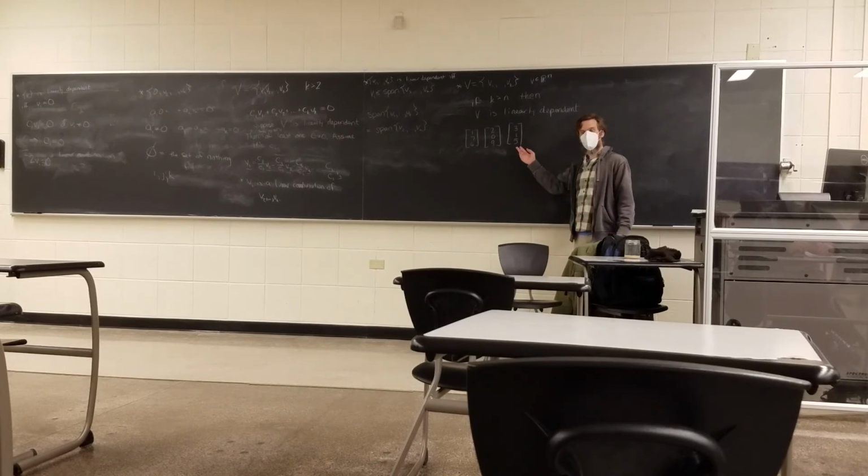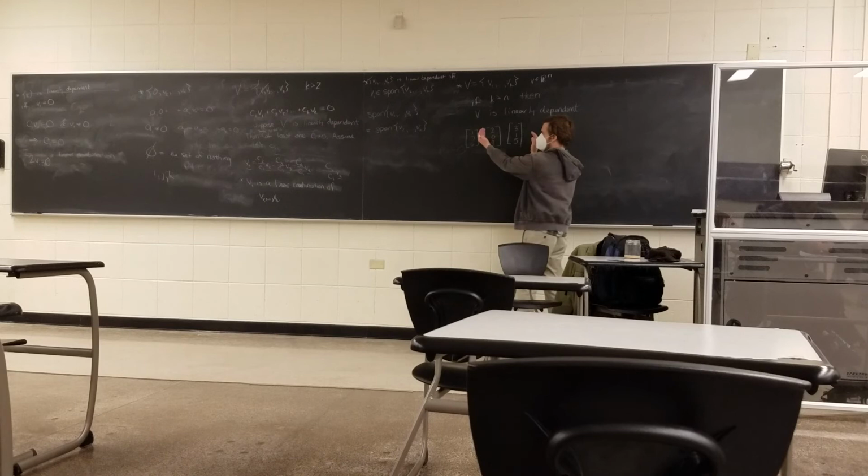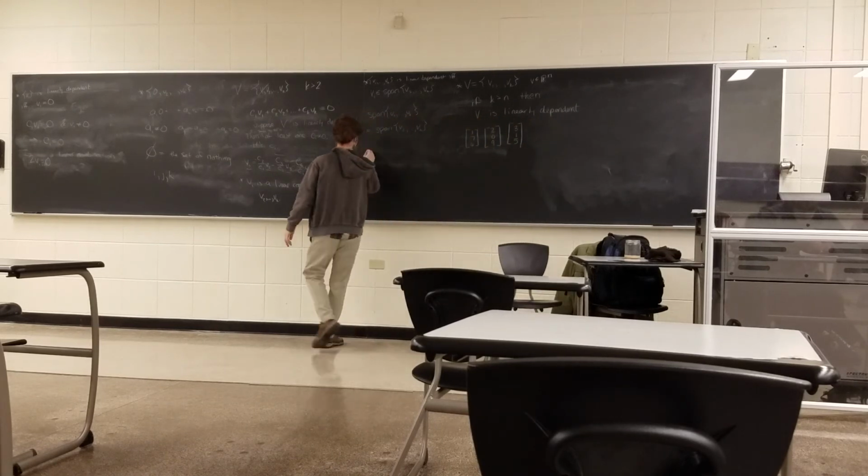And if there were only 2 of them, we would be able to say that they're linearly dependent if one was a multiple of the other. But we see that none of them is a multiple of the other. And so we can't take 2 of them to be linearly dependent. Maybe that's a good theorem.